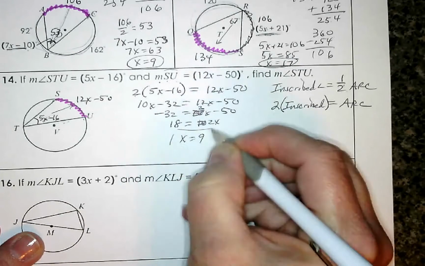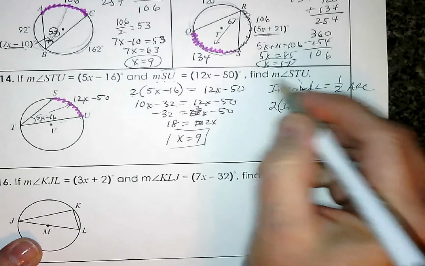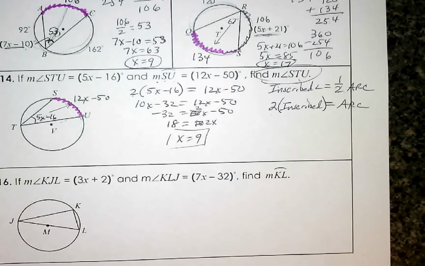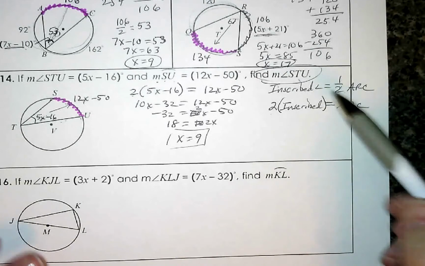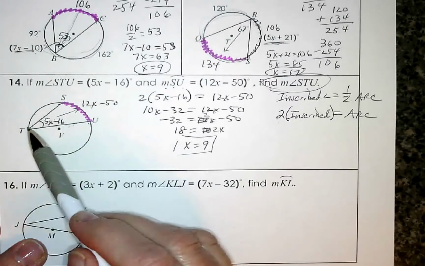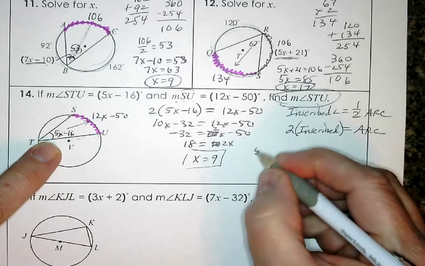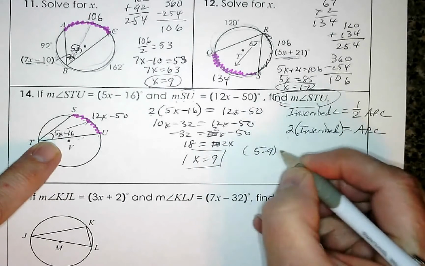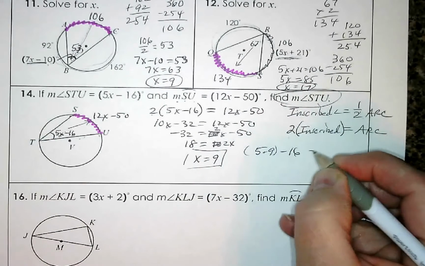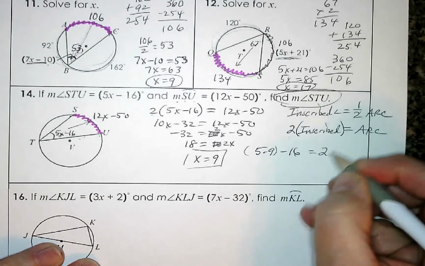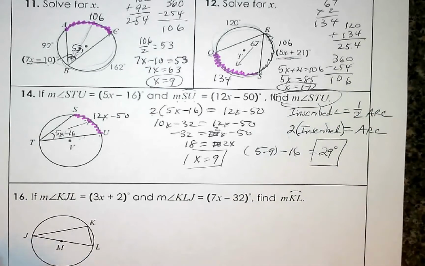Now, if you'll notice, the problem didn't say find x. We had to, but they asked me to find STU. So they want this actual angle right here. So I'm going to go 5 times 9 minus the 16. When I do that, I get 29 degrees. There's my answer to that problem.